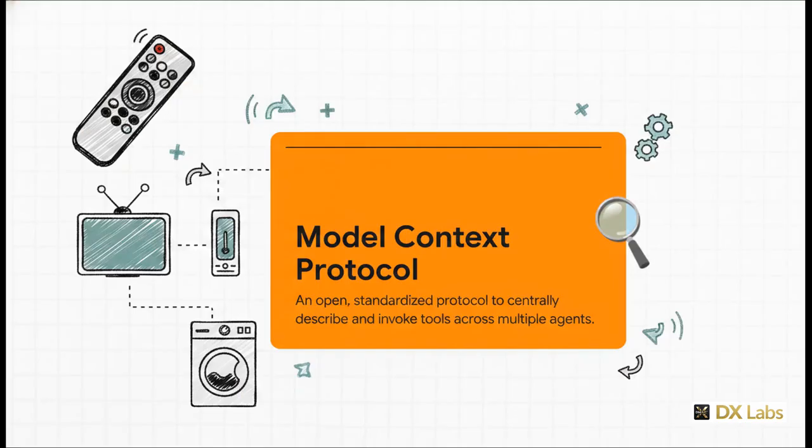Imagine a universal remote control that just automatically detects and operates every single new appliance in your building without you having to manually program each one. That is MCP. It's an open, standardized protocol that centrally defines exactly how tools and resources are described, discovered, and invoked across multiple agents. For large organizations, it is the ultimate scaling tool.